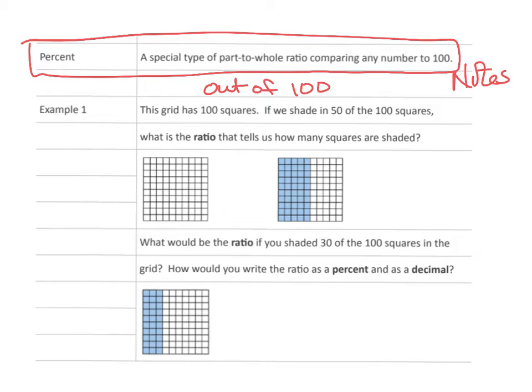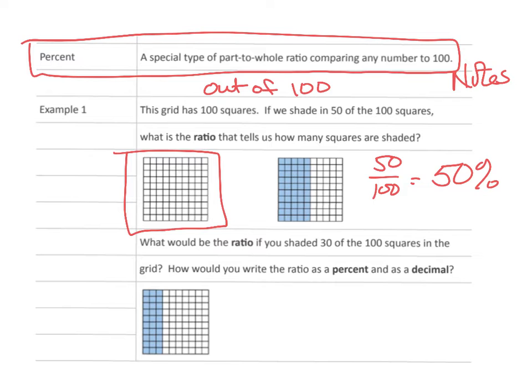So the grid has 100 squares. So here's a 100 square grid. We shaded in 50 of them, so the ratio is 50 out of 100, which is anytime it's out of 100, it is 50%. Here on the second one, we shaded in 30 out of 100, so that's 30 out of 100, which is 30%.